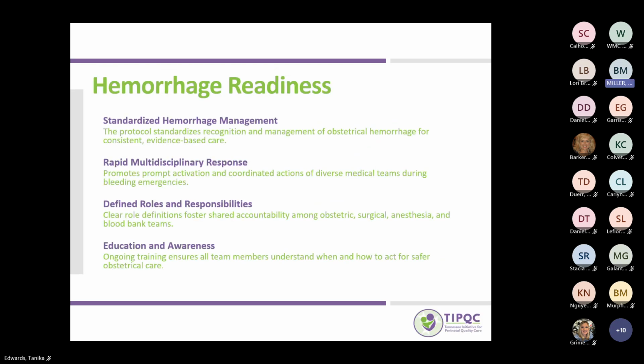So your hemorrhage readiness. Having a standardized hemorrhage management protocol standardizes the recognition and management of obstetrical hemorrhage for consistent evidence-based care. Rapid multidisciplinary response. It's how quickly you can respond, get your mass transfusion protocol, hemorrhage protocol, all of that activated. Defining the roles and responsibilities, making sure there are clear role definitions that foster a shared accountability among your obstetric, surgical, anesthesia, and your blood bank teams. And of course, education and awareness. Ongoing training ensures all team members understand when and how to act. Next.